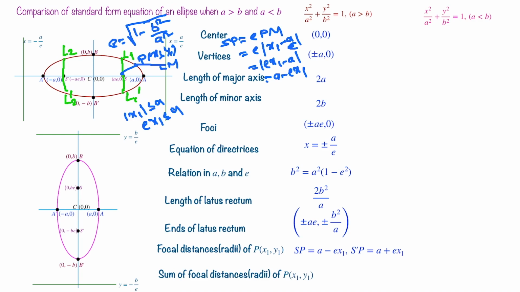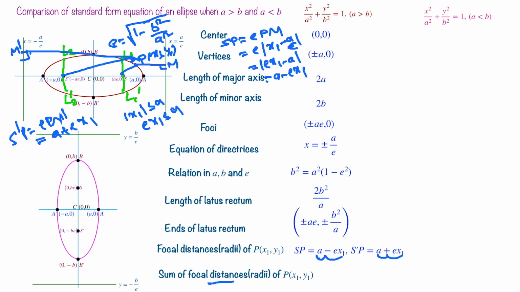Similarly, S dash P. If you look at S dash P, this should be the same as e times P M dash. S dash P is equal to e times the perpendicular distance from P to this directrix. Similarly, if you do it, you will get S dash P equal to a plus e x1. That's why the focal distances of the point x1, y1: SP is going to be a minus e x1, S dash P is going to be a plus e x1.